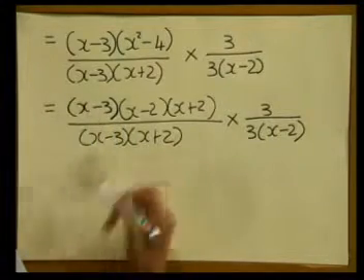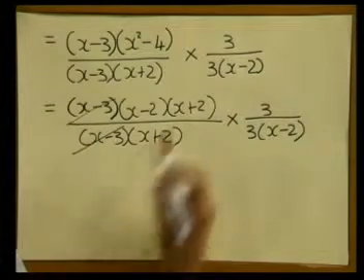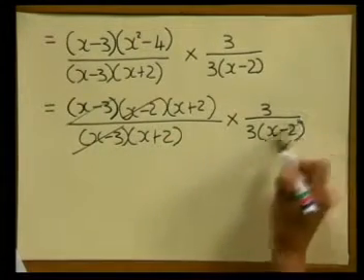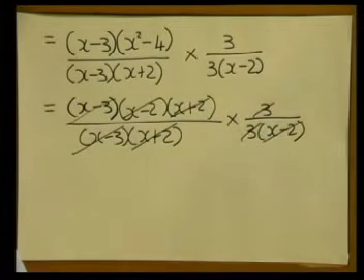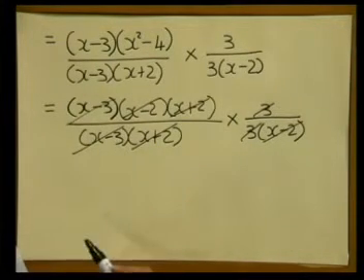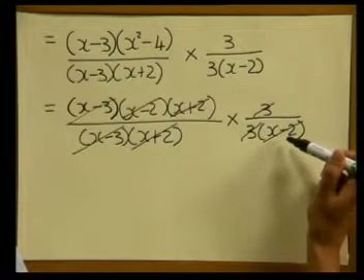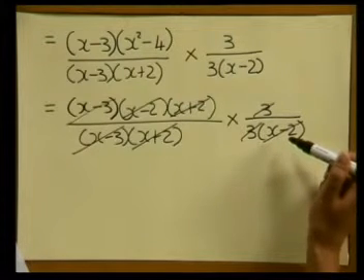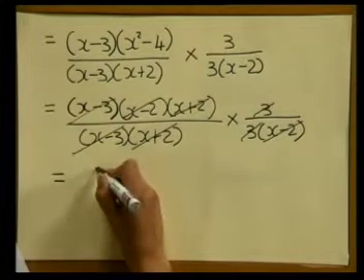that can be cancelled. I can cancel this x minus 3 with this x minus 3, this x minus 2 with this x minus 2, the x plus 2's cancel, and the 3's cancel. So it looks like there's nothing left, but please be careful. The factors divide into each other once, so that we have in the numerator 1's multiplied, and in the denominator we have 1's multiplied. Now, 1 divided by 1 gives us 1, so our final answer is 1.